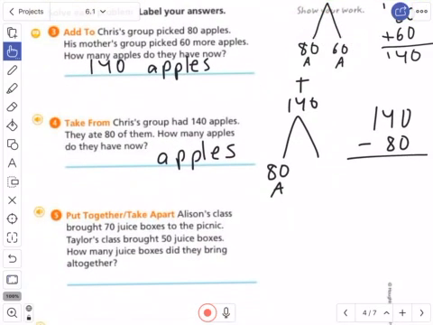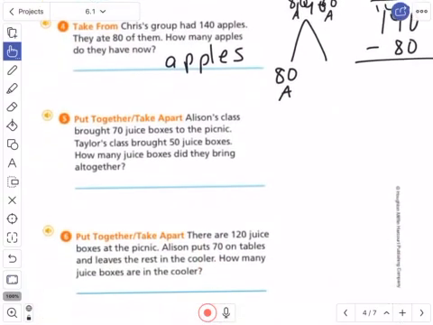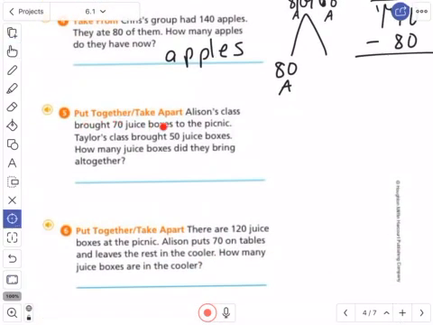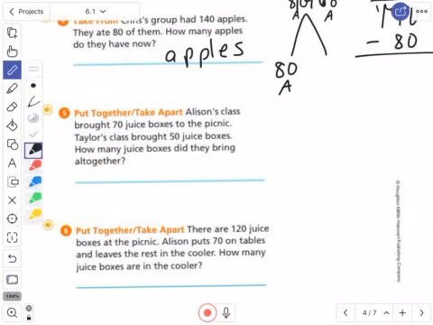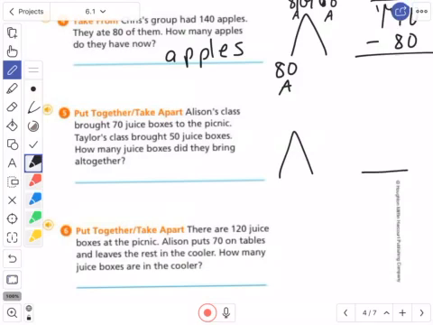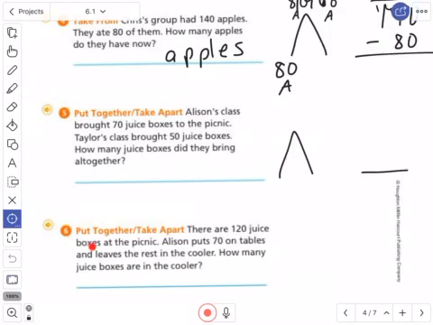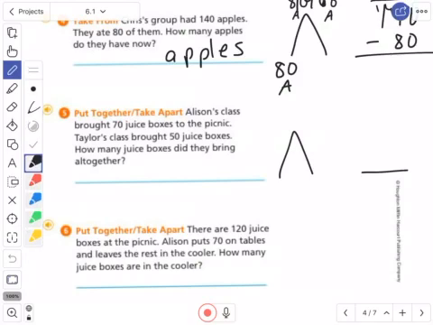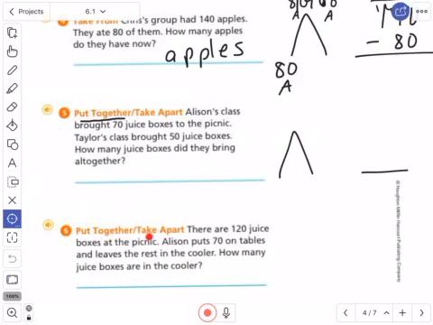Okay, and we're going to go to number 5 here. I'll read number 5. This is put together or take apart. Interesting, okay. Well, Allison's class brought 70 juice boxes to the picnic. Taylor's class brought 50 juice boxes. How many juice boxes did they bring all together? Okay, so remember you need a math mountain. And then if you need to do the work, you do the work over there. I'm not going to tell you if it's a plus or minus though. This one right here, put together, hint.